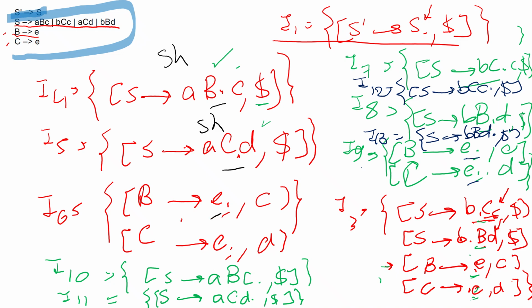Here we have the dot in the end, which means we have to reduce, and there is no problem with the reduce because the lookahead symbol is different. So it means we have a conflict, but the conflict is solved because C and D are different. For 10 we have only one component and it is reduce. For 11 also it's reduce. For 7 the dot in the middle means shift. For 12 it's reduce. For 8 the dot in the middle means shift. For 13 the dot in the end means reduce.